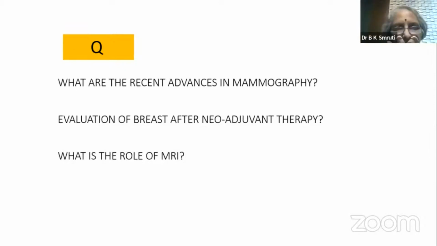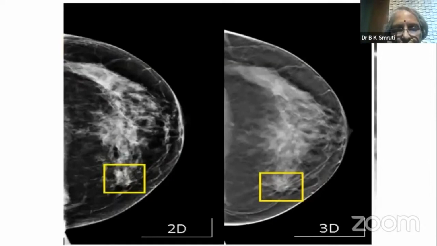I think you could show the slides, please. Can you advance the slides? Can you see my pointer? You can just say next, because the control is not with me.